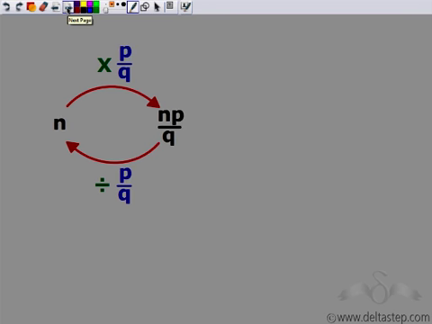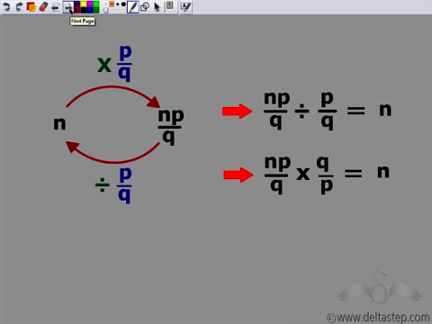So you have n, you multiply this by p by q, you get np by q. Now again you divide by the same number, which is p by q, you get back n. So what I see is that np by q, when divided by p by q, gives me n. This is the same as multiplying by its reciprocal, q by p. So q gets cancelled. Again p would get cancelled. What I'll be left with is n.